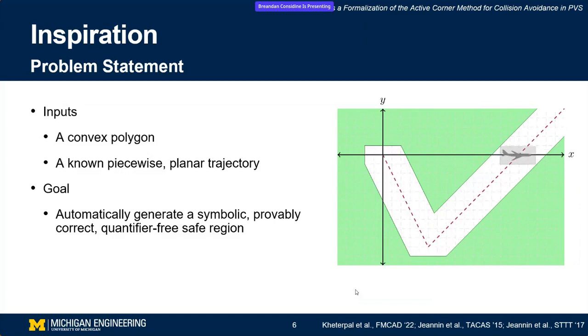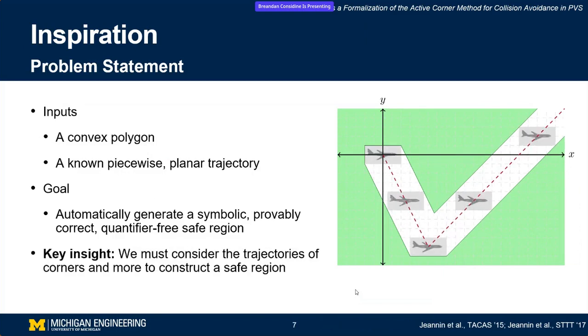We want this region to be symbolic, so we can modify parameters, say at runtime, or solve a more general instance of this problem and substitute in variables. We want it to be provably correct, because obviously, and we want it to be quantifier free. I'll talk about that shortly.